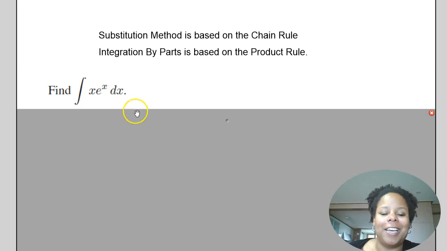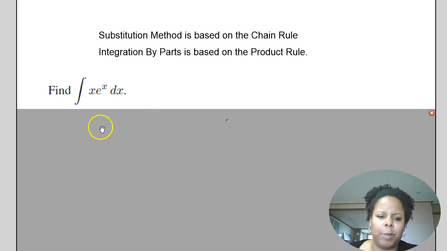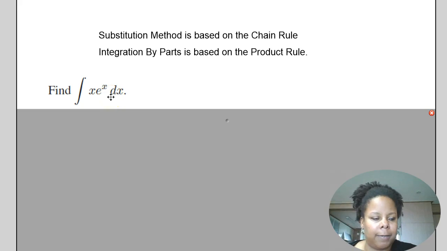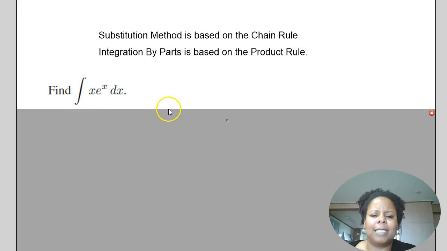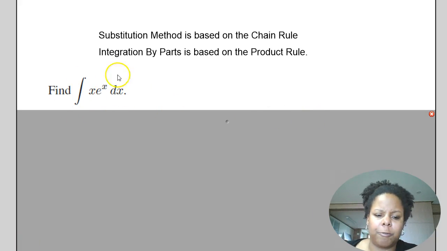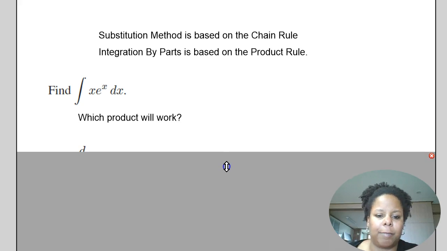So let's look at an example. As you can see here, this looks like something we would maybe try the substitution method with, but the derivative of an inside function is not x, if we were to let x be the inside function. So we can't really use the substitution method in this scenario. So how will we be able to find it? Well, let's say, for example, that we do want to think of a product, that this is the result of the product rule of some differentiation. So let's come up with an example.